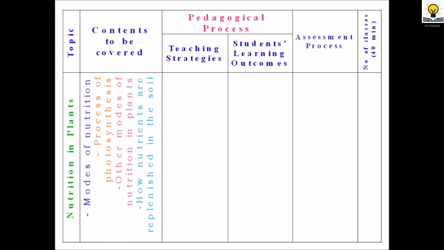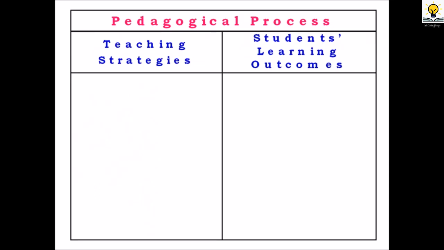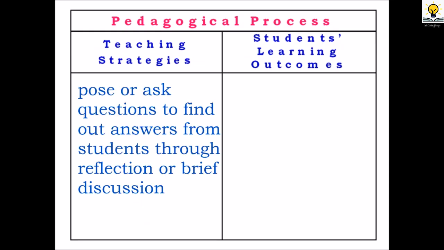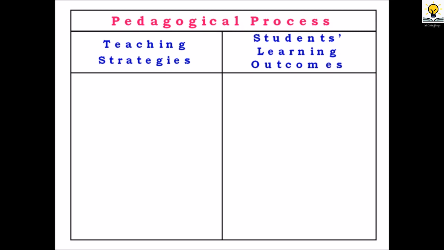The next column after finishing writing the contents is the teaching strategies, which falls under the pedagogical process. In the column of teaching strategies, a teacher may pose questions to find out answers from students through reflection or brief discussions, in order to get an idea of their previous knowledge or understanding of the topic. He or she can ask a question like, why does a pitcher plant feed on insects? And so on.